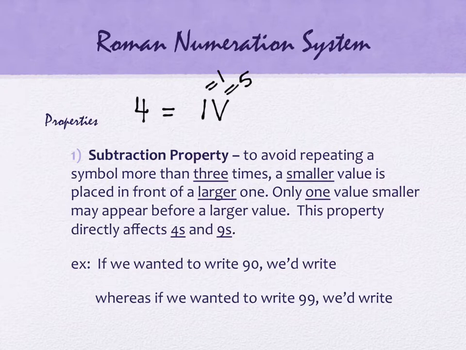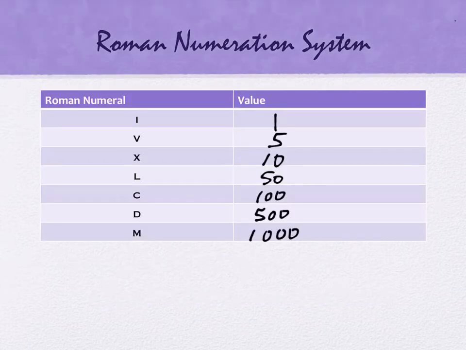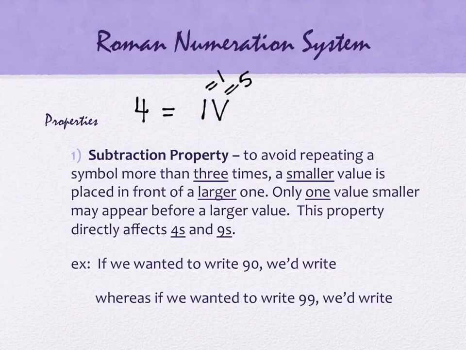For example, I don't get to do 99 by taking 1 in front of a 100. That's not allowed. Okay? 1 and 100, if you take a look, are nowhere near one another on this table, right? They're not juxtaposed. I can't do that. That's not an allowable operation. So what you see here is that the property directly affects only 4s and 9s, right? Because those are the ones where you would have things happening too many times.